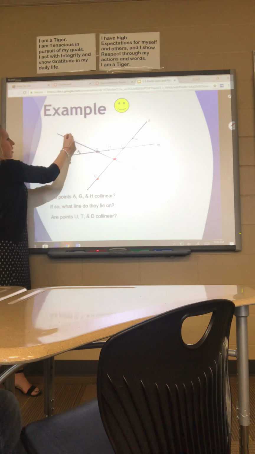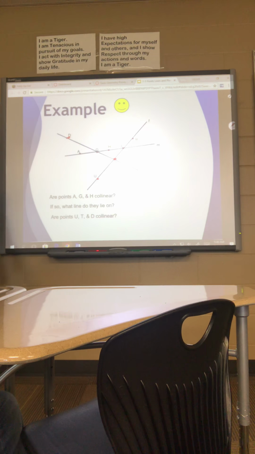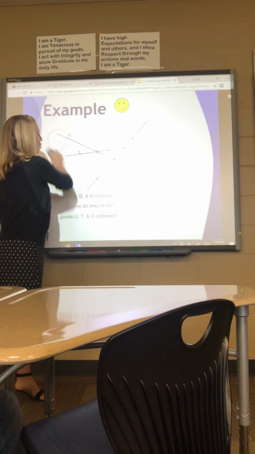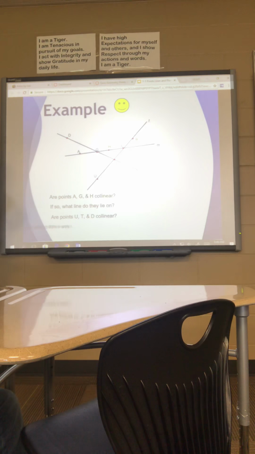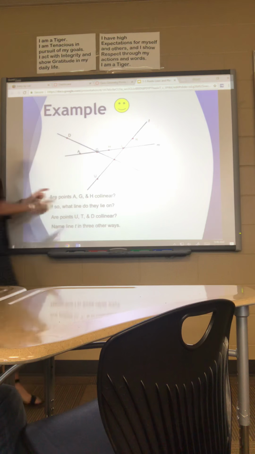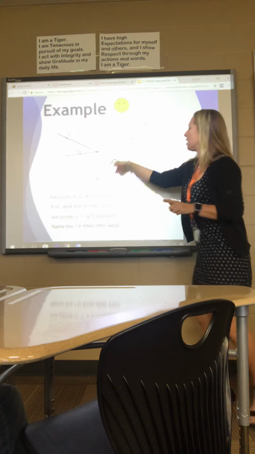Okay, are points U, T, and D collinear? No. Do you guys see that? U, T, D, not collinear. It gave us 3 points. They are not collinear. Name line T in another way. So here's line T. How could I name it in another way?